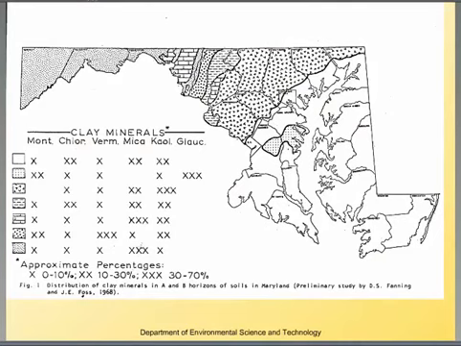Now, this is an old example. It's published in '68, but this tries to give you a sense of the clay mineral suites that exist in Maryland, and this is how this reads. Well, montmorillonite, chlorite, vermiculite, mica, kaolinite, and glauconite. I'll come back to that in a sec. If there's only one X, maybe none, maybe up to 10%. Two X's, 10 to 30%. Three X's, 30 to 70%.